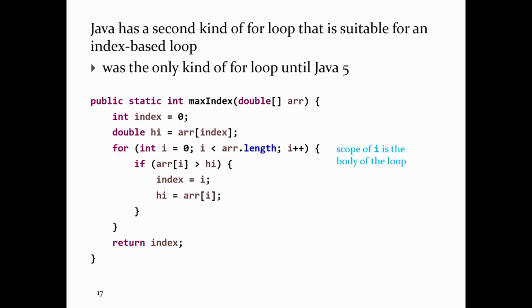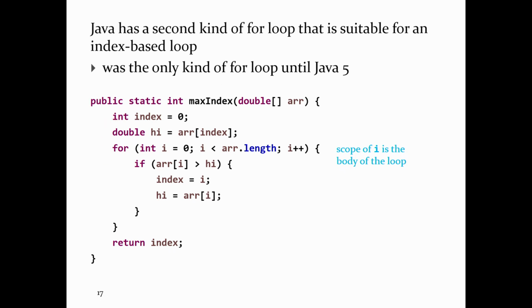Okay, so the equivalent loop in Java looks as follows. You want a counting style loop. So this was the only kind of loop we had in Java until version 5 of the language. It wasn't until version 5 that they added the second for each loop. And I'm going to go back and look at that version in a moment.